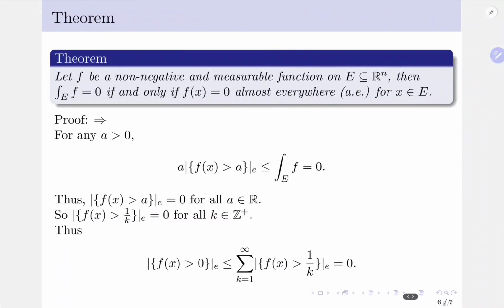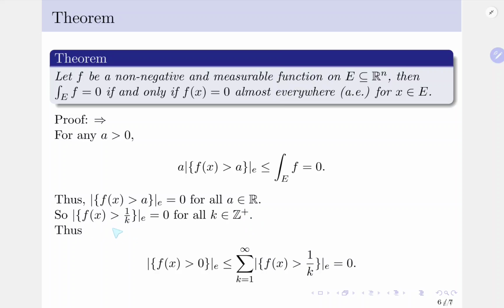And next, from left side to right side, here is where we will use the Chebyshev inequality. We can first see that for any a larger than 0, the Chebyshev inequality holds, and this part equals 0 as the theorem assumes. So with this, because a is larger than 0, the measure of the set where f is larger than a will be equal to 0 for all a. And because this holds for all a, we can write that the measure of the set where f is larger than 1 over k will be equal to 0 for all positive integers k.